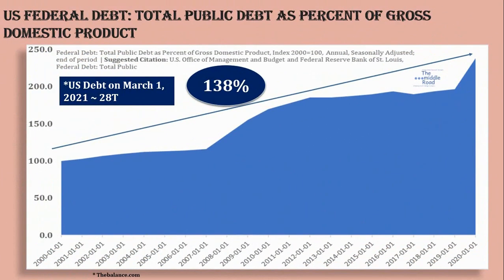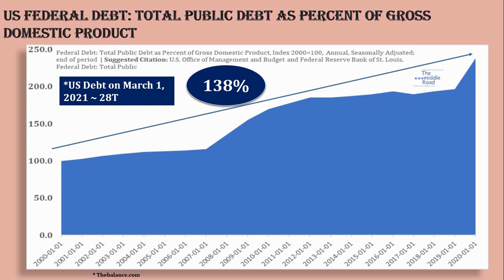I've taken Jan 2000 to Jan 2020. If you take Jan 2000 as the index, taken as 100, I want to see how much public debt as a percentage of GDP has increased over time. In the last 2 decades, it has increased by 138%. This is not the data of US debt as of March 1; the total US debt is about $28 trillion. That's from a different source.